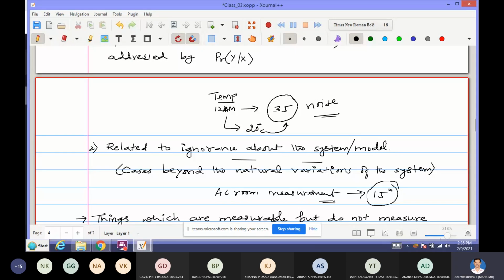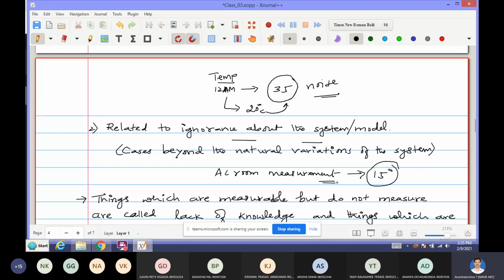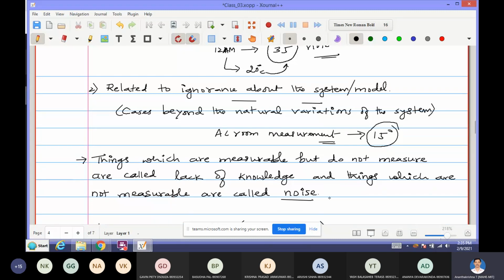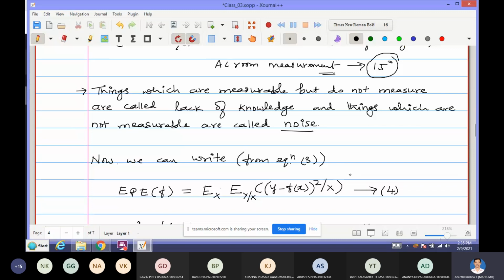So in associated data, there can be different types of noises. There is one noise where you cannot measure, and another case where the measurement is correct, but it is wrongly measured because of the system, or the lack of knowledge about, or the ignorance about the system or the model. Okay, hope that point I was talking about, that is about the probability of y given x. Why that is important, that's what I was addressing.